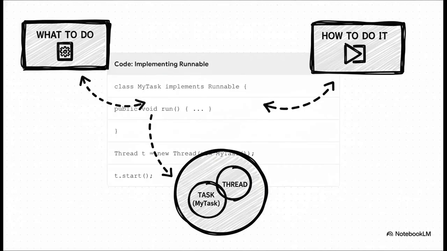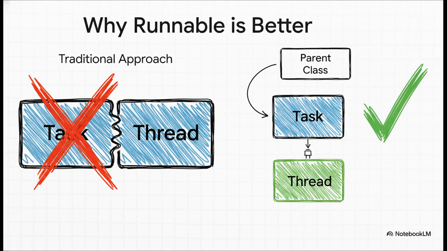Now look at this, it's a game changer. Our class, myTask, isn't a thread anymore. It's just a task, a piece of work. It implements the Runnable interface. Then we take that task and hand it over to a real thread object. You see what we did there? We separated the work from the worker. And that separation is what makes it so powerful.